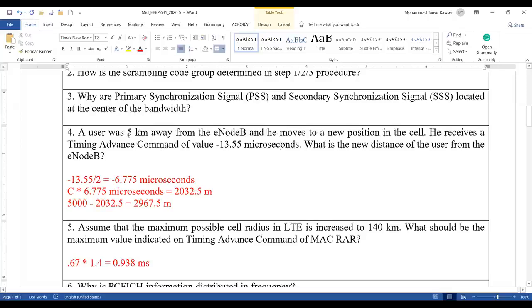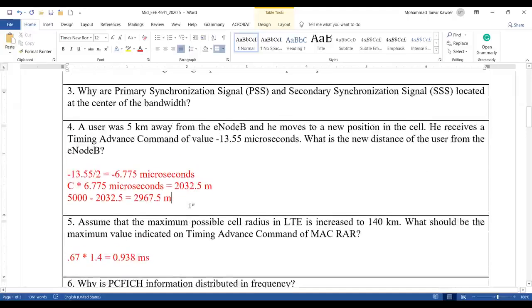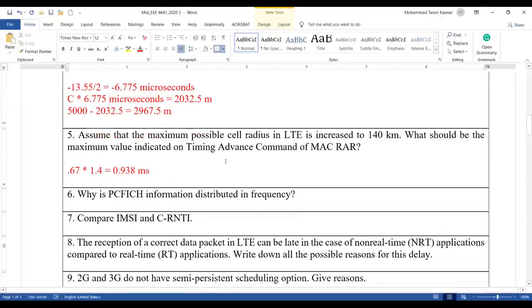Previously it was 500 meters. So the new position will be like this: 2,967.5 meters. Okay.